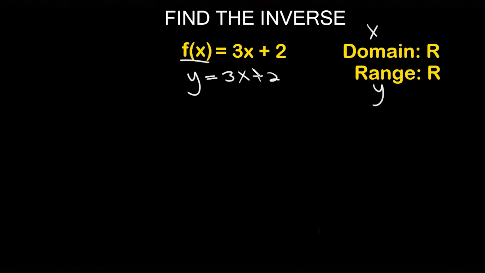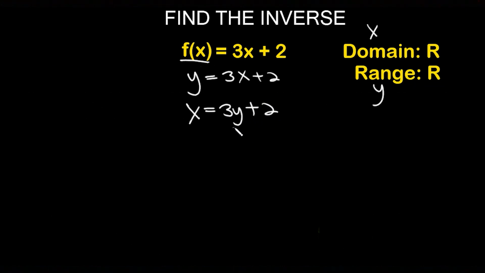Now your second step, you want to flip the x and the y variable. So wherever you see a y, you're going to switch it with x, and wherever you see an x, you're going to switch it with y. So for example, I'm going to go ahead and rewrite it as x is equal to 3y plus 2, just like that, okay? And now once you make the switch, you want to solve for y.